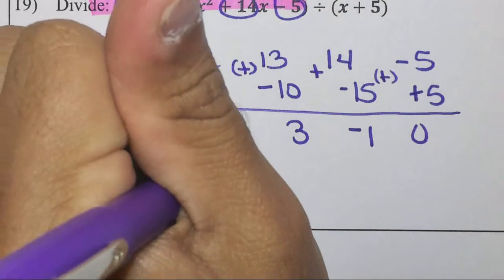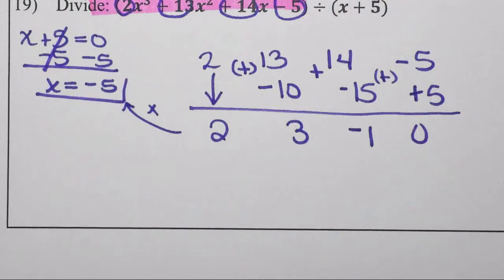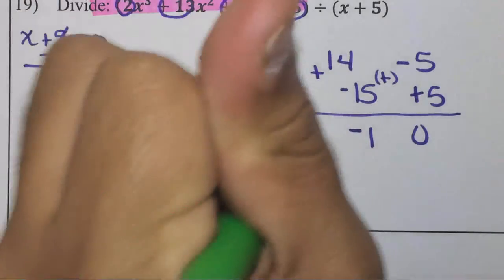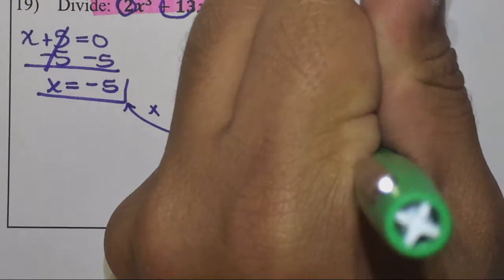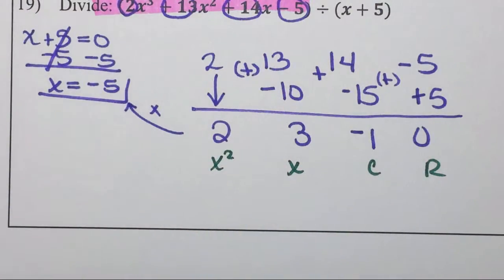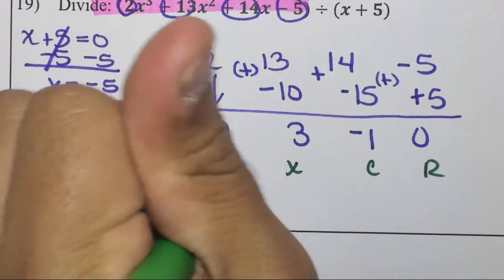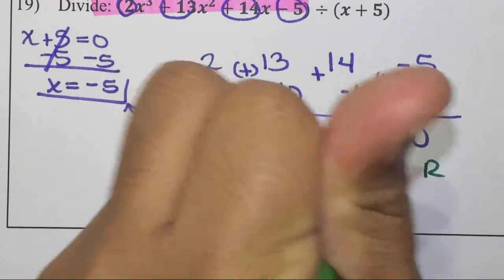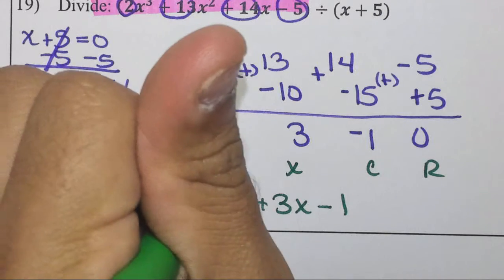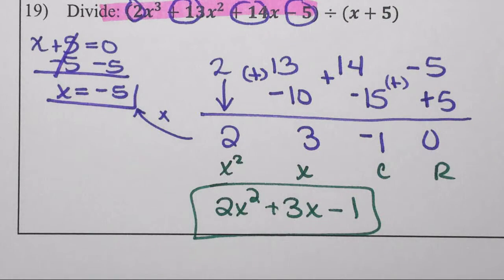So we start with one power less: x squared, x, constant, and remainder. So we officially have 2x squared plus 3x minus 1 as our answer.